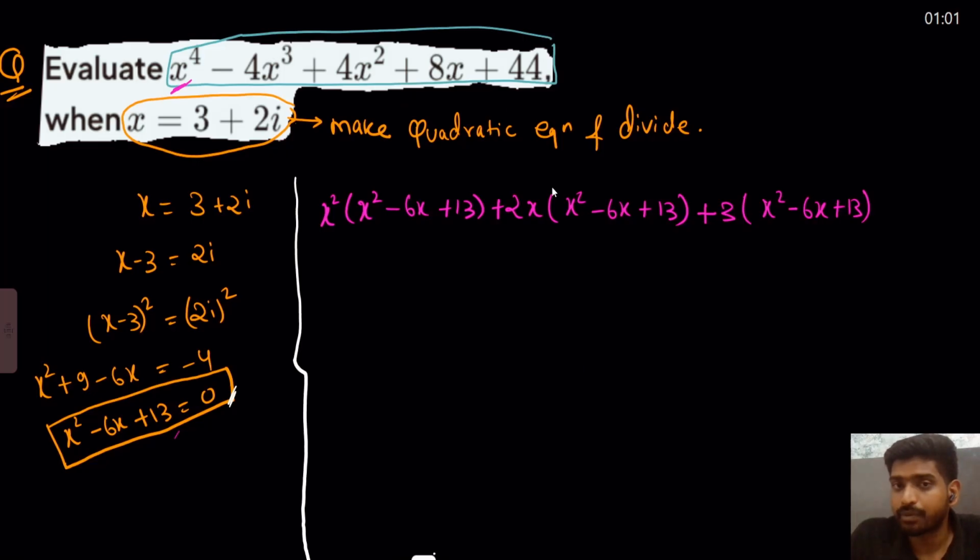Now we'll check for the constant term. We will not get any constant term here, and here also we will not get any. Only one constant term, 3 into 13, which is 39. But we want how much? 44. So we have to add 5 here. This is how I divided this without actual division. And this 5 is what remained.